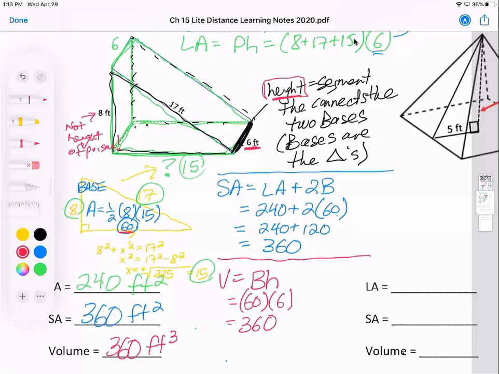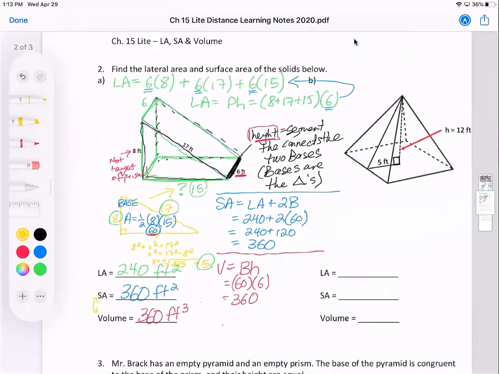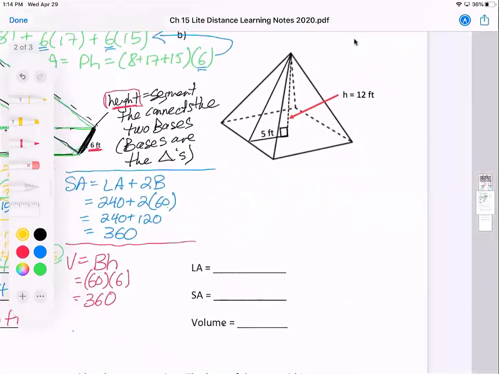The surface area and volume, you'll notice here, end up being the same. That's just a coincidence. They don't have to be the same for all prisms. But in this case, they happen to both be 360. So that was a prism. Let's now look at a pyramid.